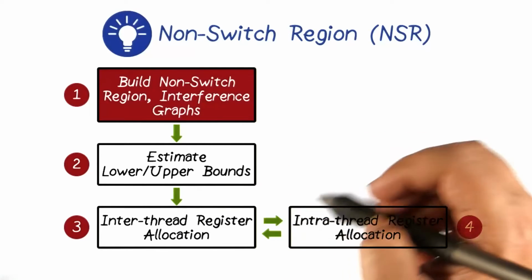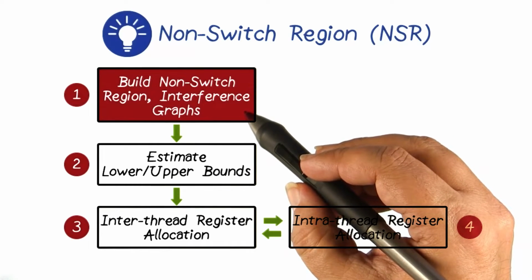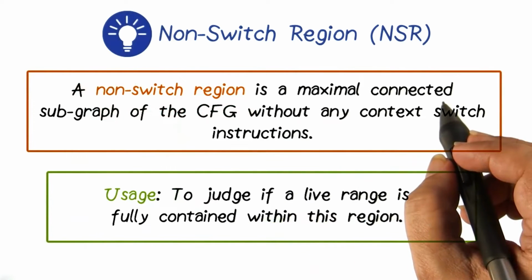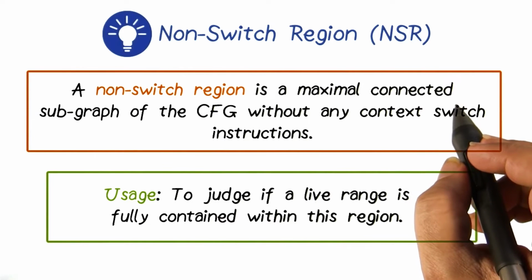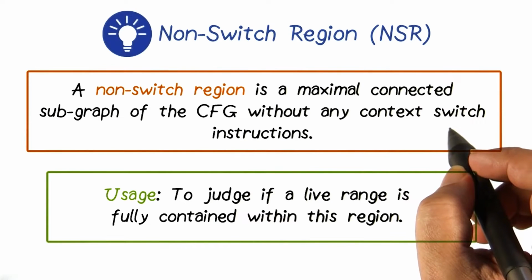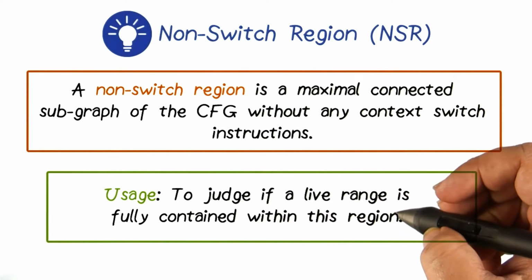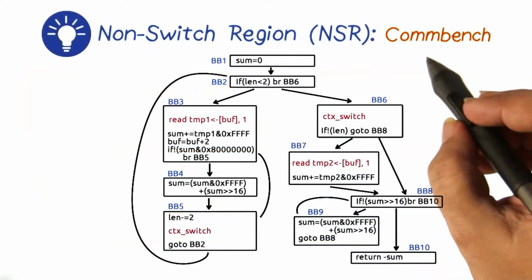Now, having introduced the overall framework, let us try to go into details of each one of these phases. Let us first look at how we build the non-switch interference graphs. A non-switch region, as it is called, is a maximal connected subgraph of the control flow graph which does not have any context switch instructions embedded in it. In other words, its boundaries are all the context switch instructions, but inside it there is no context switch instruction. And why do we build it? The reason we build it is to find out if a live range is entirely contained within this region or spans across such NSRs. Let us see how we can find an NSR.